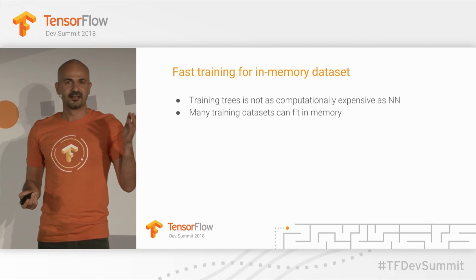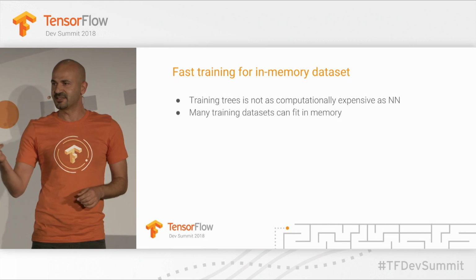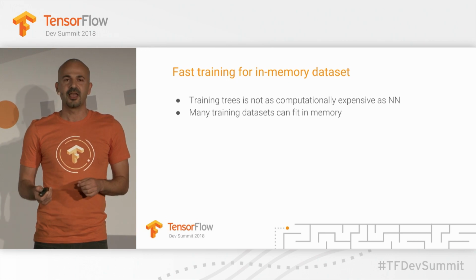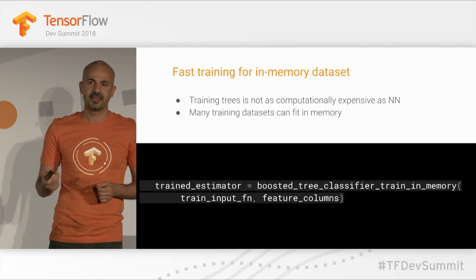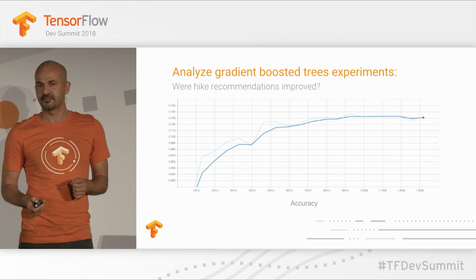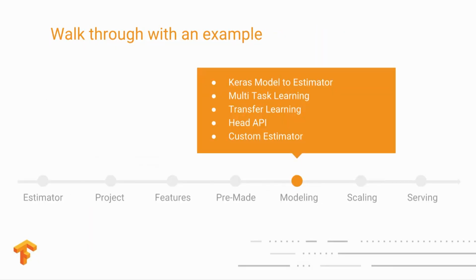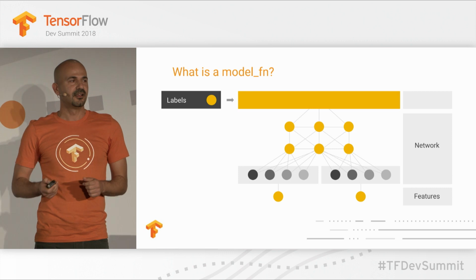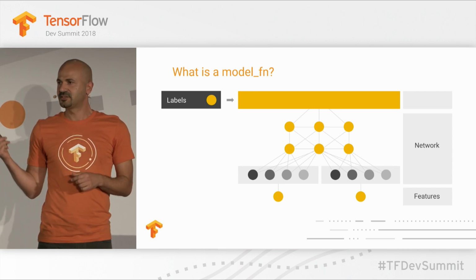And the rest of the pipeline should work. We know that training trees is not as computationally expensive as training neural networks. And many data sets fit into memory. So by leveraging that, we provide you utility so that you can train your model more than an order of magnitude faster than the usual one. And the rest of the pipeline should work. So let's say these already pre-made solutions are not enough for you and you want to experiment more ideas. Let's talk about them.